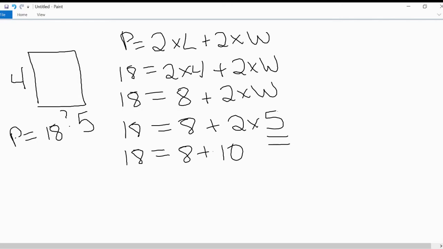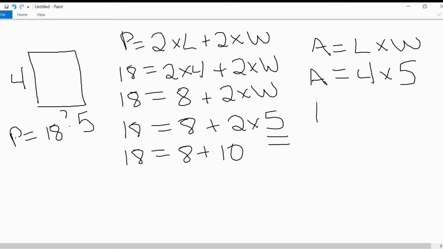From there, now that we have our length and our width, we can then find our area. So let's find our area. Area equals length times width. So let's have our area is equal to 4 times 5. Our area is then 20 square feet. So now we know how much paint we need to paint the side of our cage.